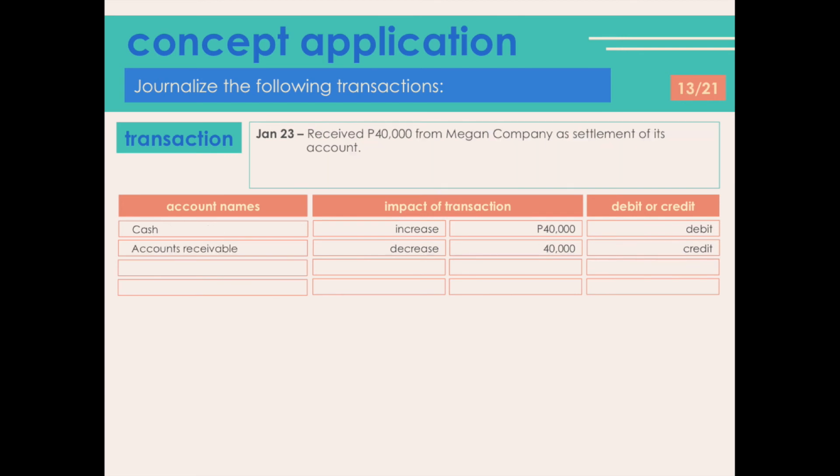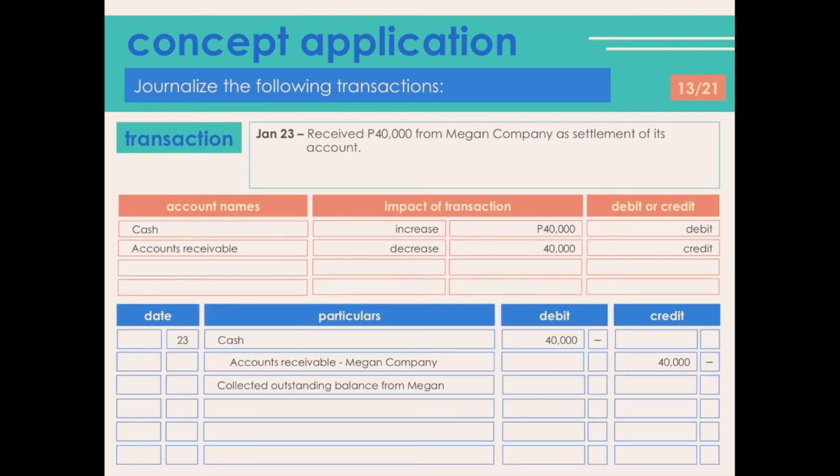January 23. Received 40,000 pesos from Megan Company as settlement of its account. First, we debit cash for 40,000 since this is the value received by the company. We then credit accounts receivable for 40,000, which is the value parted with since the company no longer has the right to collect in the future.